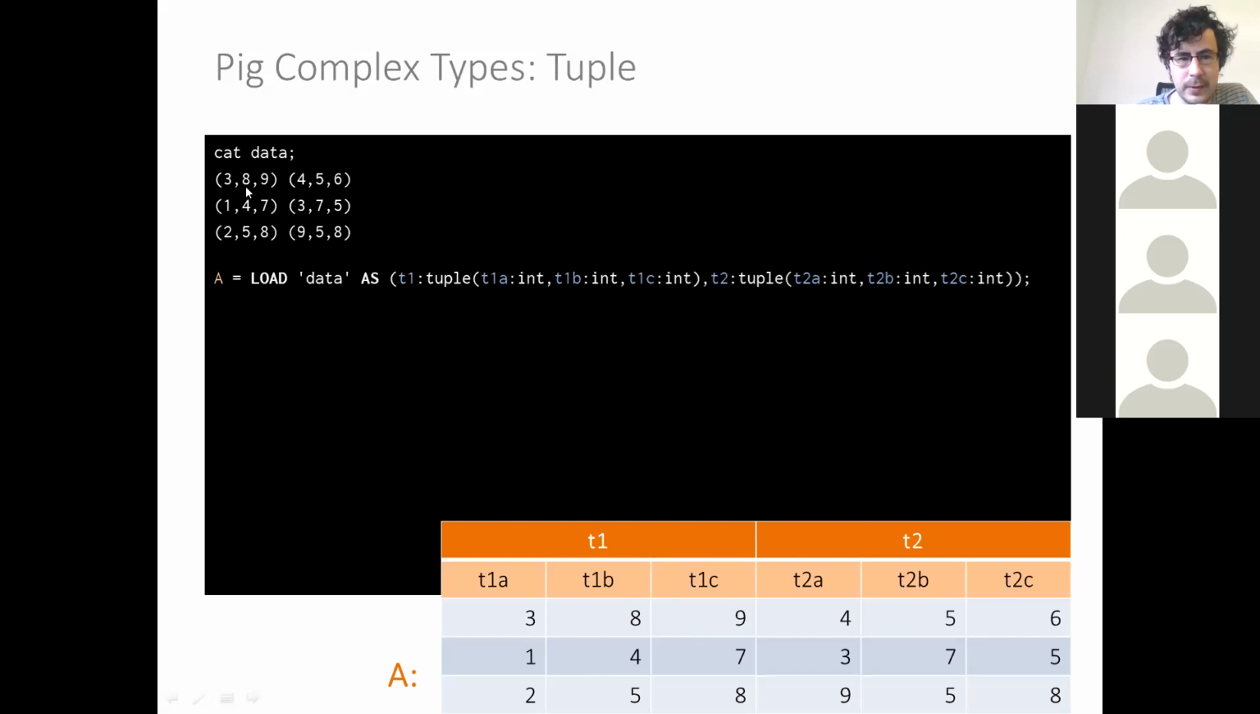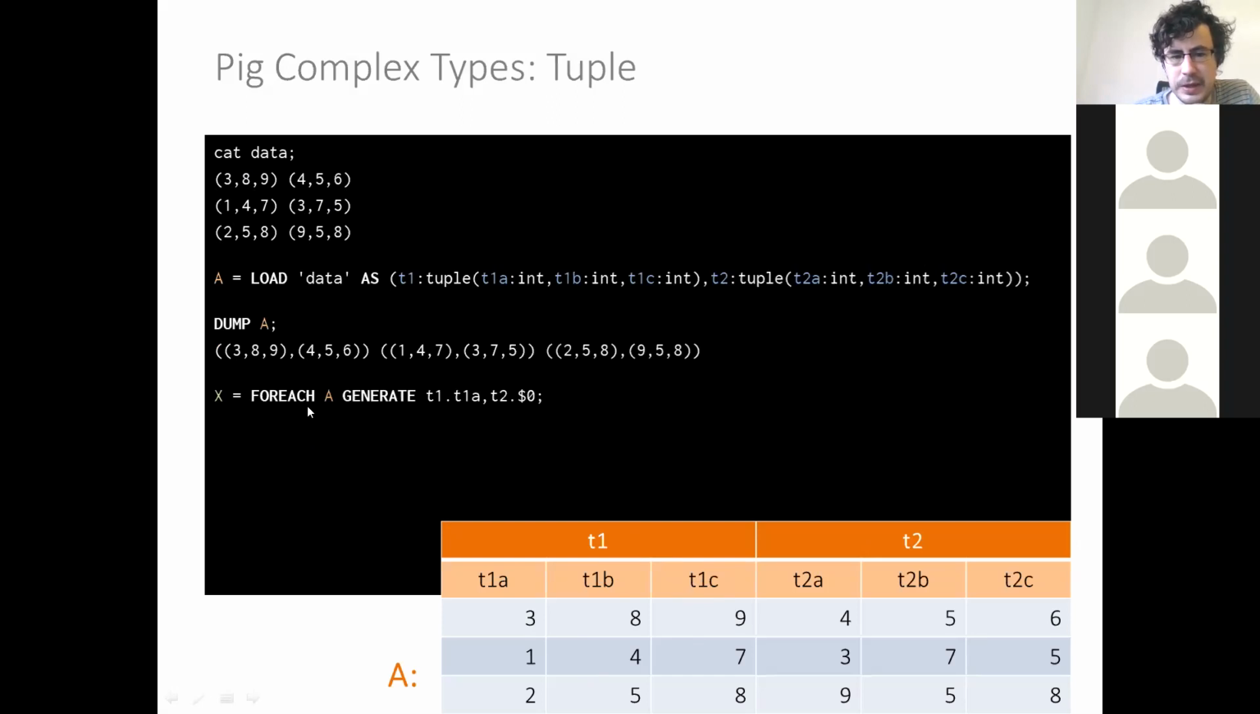This whole thing here, this tuple of 3 values, itself becomes a value that we can use. So we can have tuples as values. If we dump, this is how Pig would print the data that we've loaded.